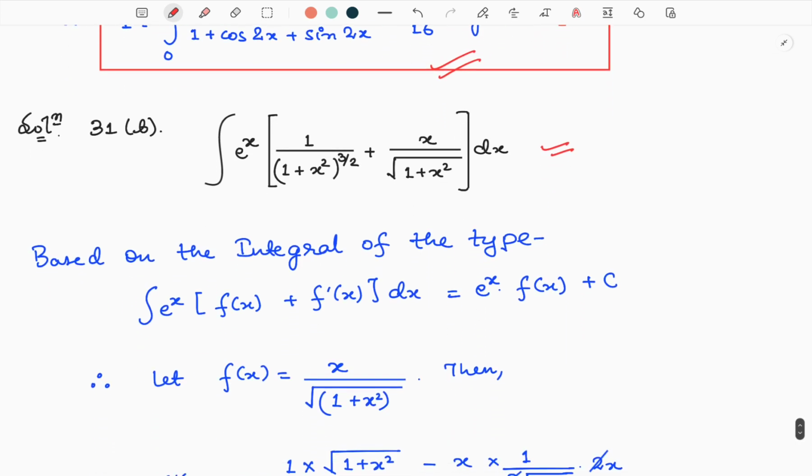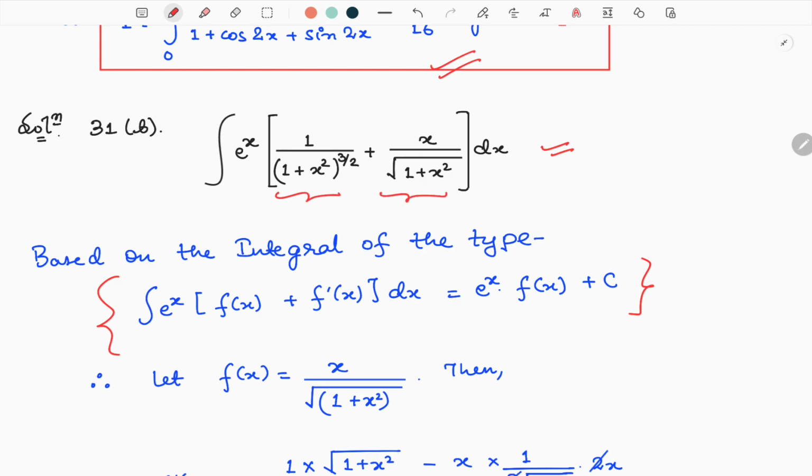Whenever you see e to the power x in an integration, and along with that in brackets two terms separated by a plus sign, you should remember that somewhere you have studied: the integral of e to the power x [f(x) plus f dash x] dx is equal to e to the power x f(x) plus c. So we just have to recognize whether it is f(x) and f dash x or not.